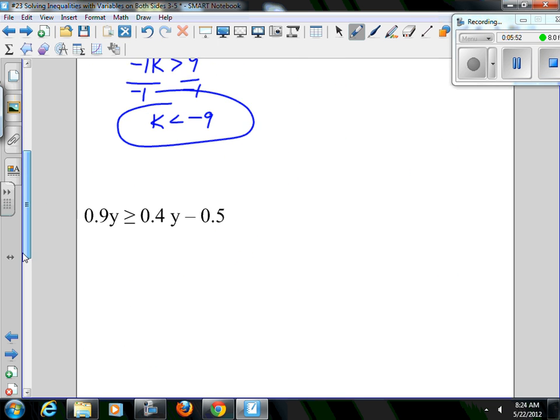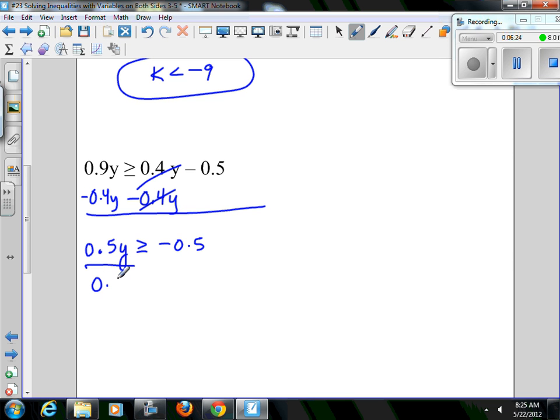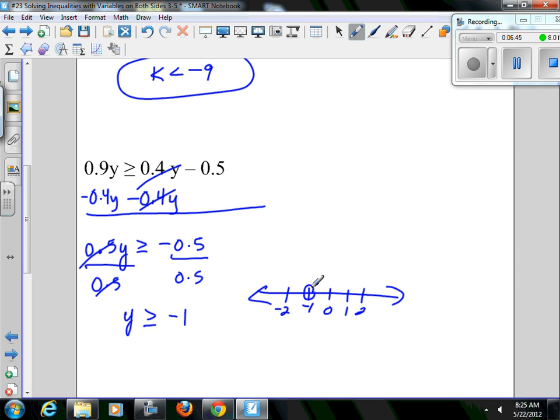Okay, let's move on. We have 0.9y is greater than or equal to 0.4y minus 0.5. Let's get all the y's on the left if we can. So we're going to subtract 0.4y from each side. And I end up with 0.5y is greater than or equal to negative 0.5. Divide everything by 0.5. And I have y is greater than or equal to negative 1. And let's make our graph. We have a closed dot on negative 1 and an arrow going to the right.